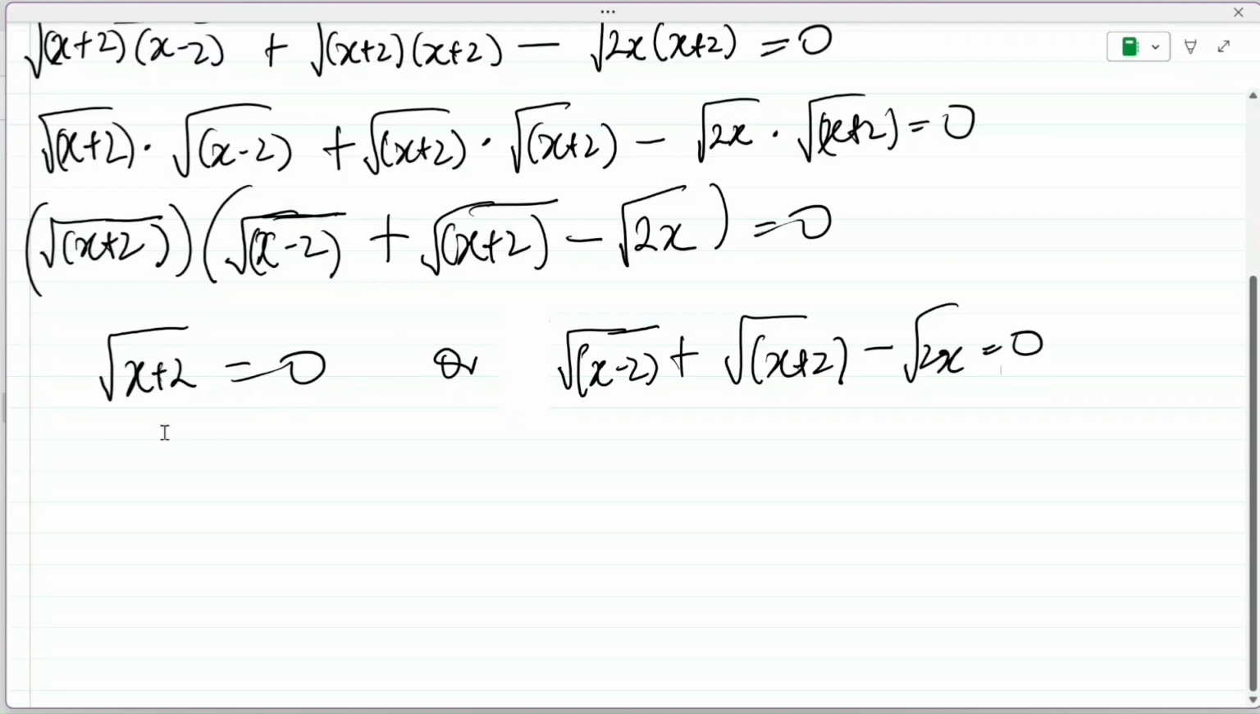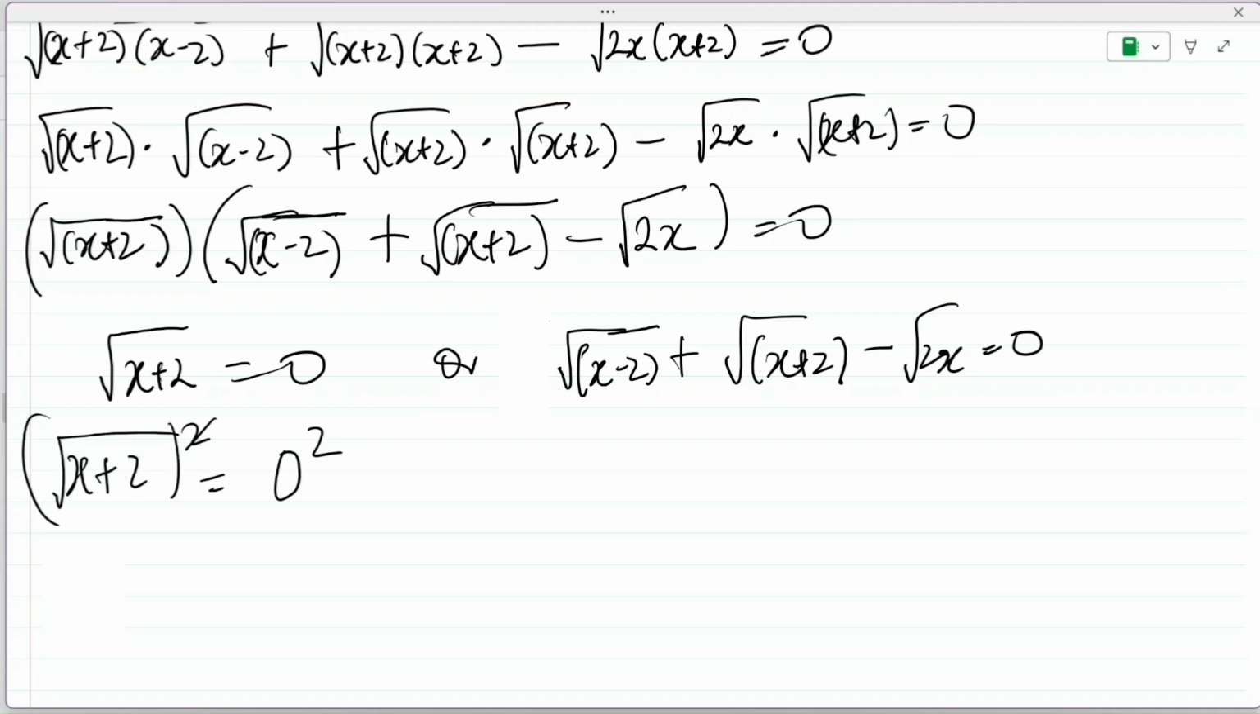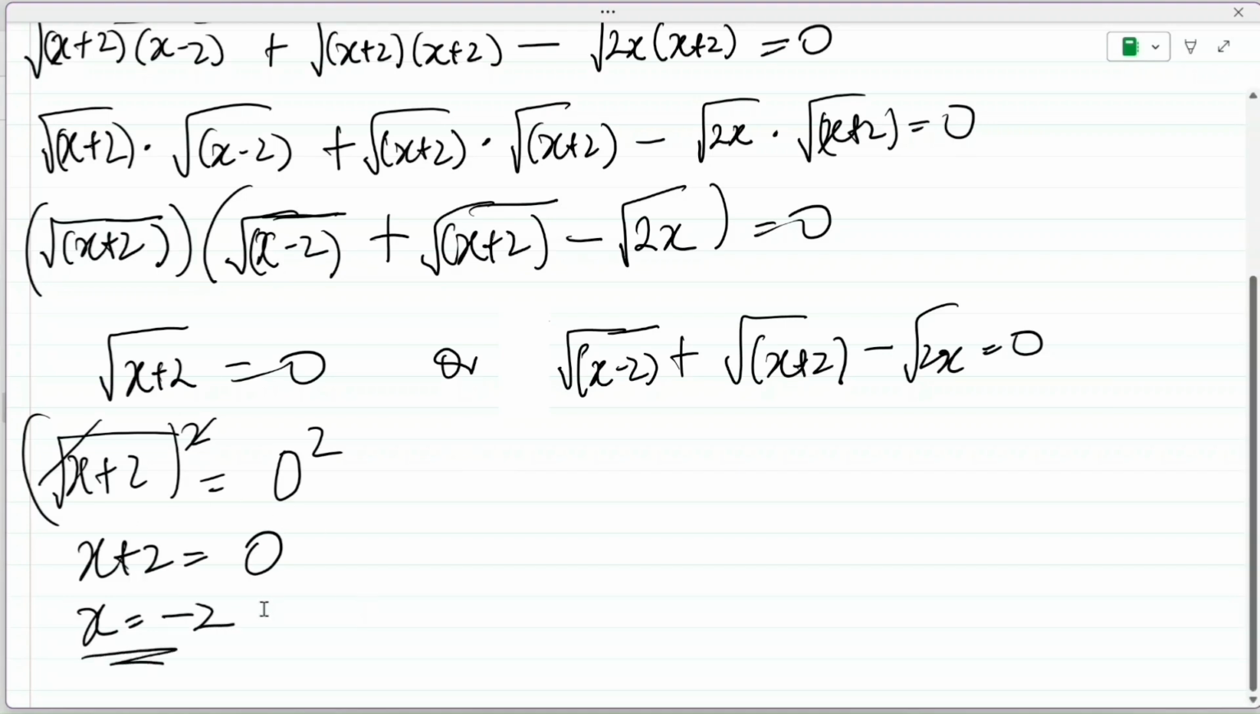Since we want to get rid of the square root, we square both sides, so we have (square root of x plus 2) squared equals 0 squared. The square cancels the square root. You'll be left with x plus 2 equals 0. The square of 0 is 0. Here you have x plus 2 equals 0; the 2 crosses the equals sign and turns to minus 2. So x here is minus 2.